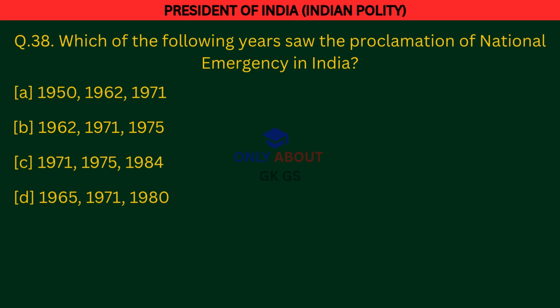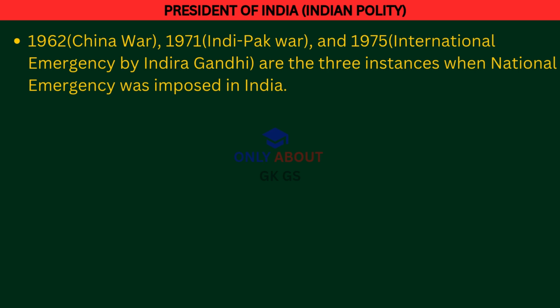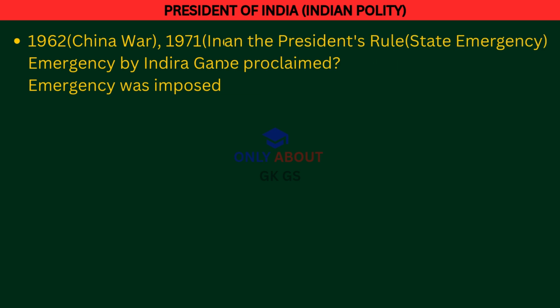Next question. Which of the following years saw the proclamation of national emergency in India? Correct answer: 1962, 1971, 1975. 1962 China War, 1971 Indo-Pak War, and 1975 internal emergency by Indira Gandhi are the three instances when national emergency was imposed in India.